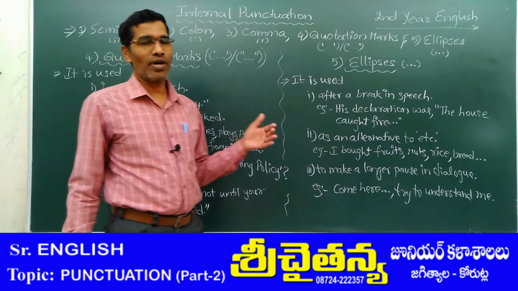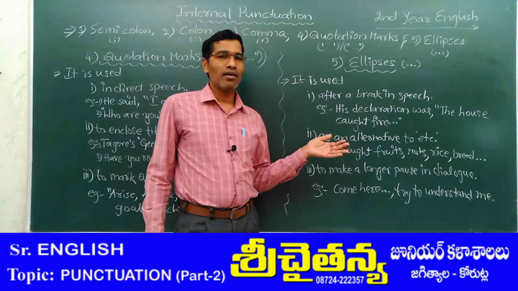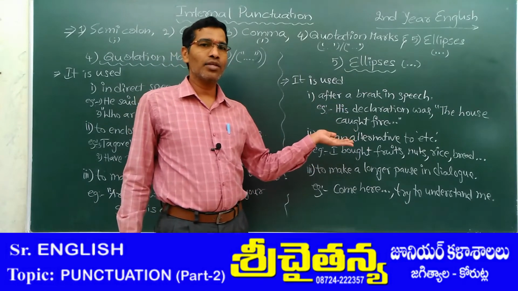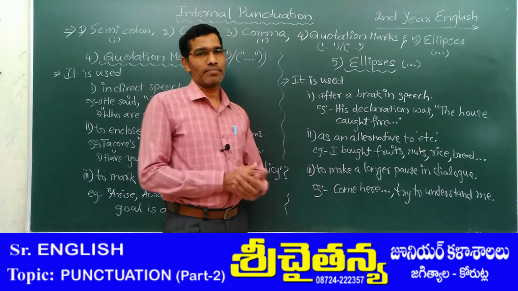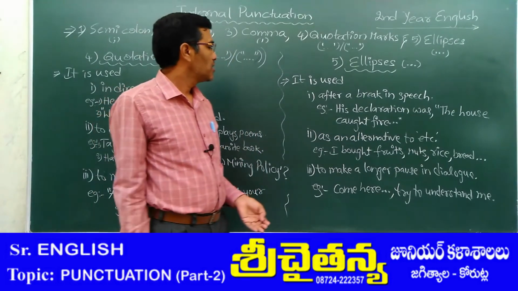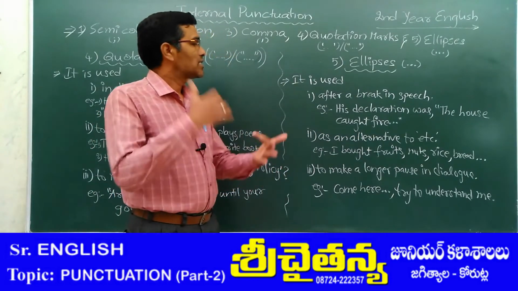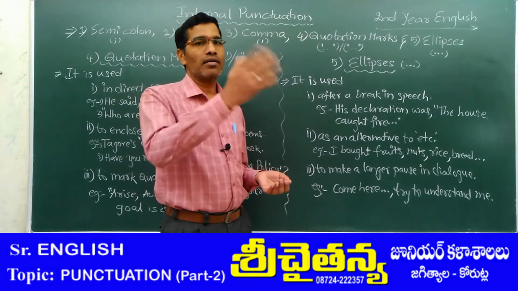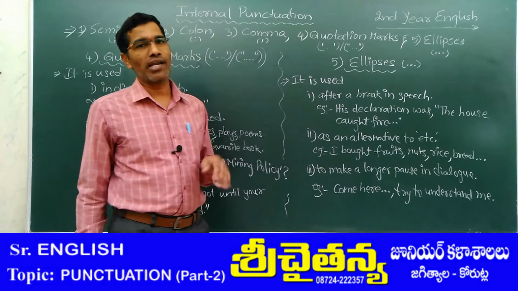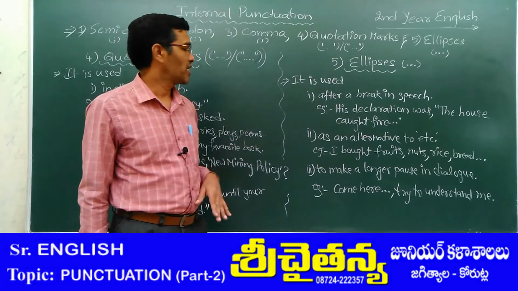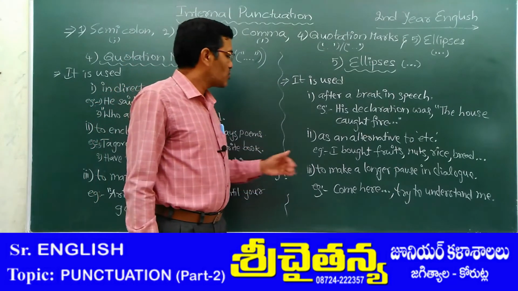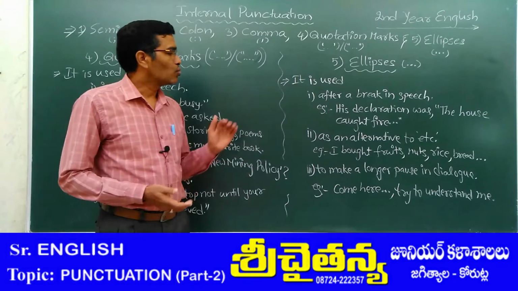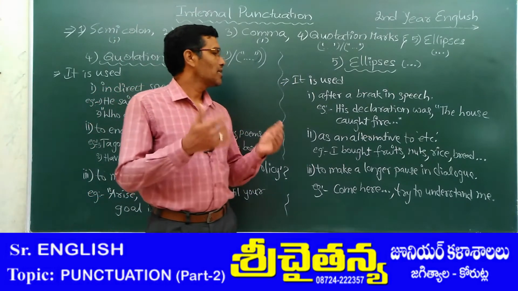The second point is that it is used as an alternative to etc. If you want to refer to etc., then you can use 3 dots. For example, I got fruits, nuts, rice, bread, butter, ... Something like a list is going on, etc. That means. And the last use of the ellipsis is to make a longer pause in dialogue.